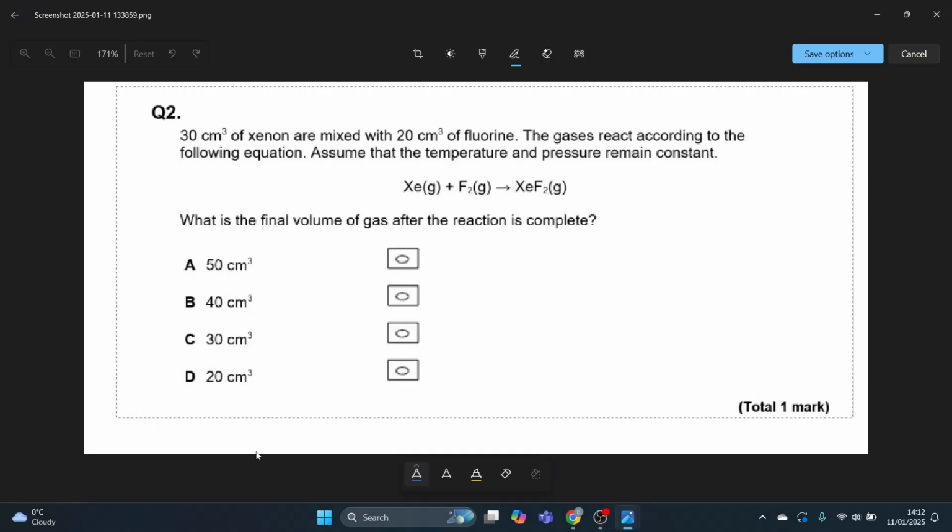Multiple choice questions. Amount of substance: 30 centimeters cubed of xenon mixed with 20 centimeters cubed of fluorine. It's a 1-to-1 molar ratio, so therefore we've got 10 centimeters cubed of xenon in excess. That's 10 left. And because of the 1-to-1 molar ratio, I've also got this 20. Therefore 20 plus 10 is 30.